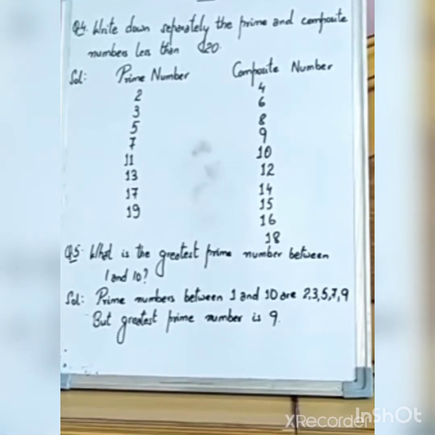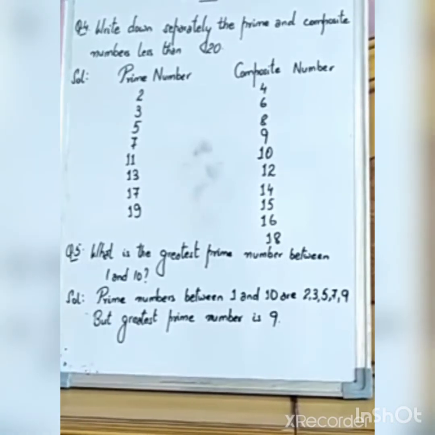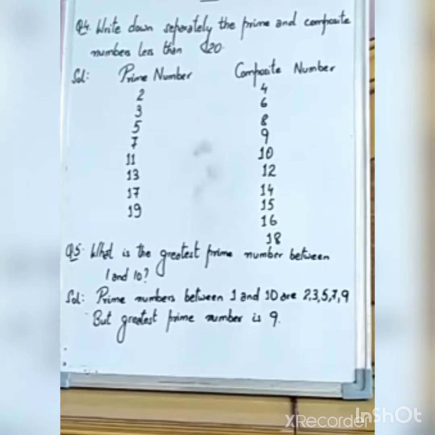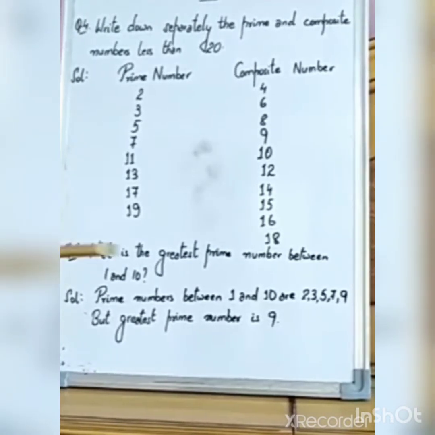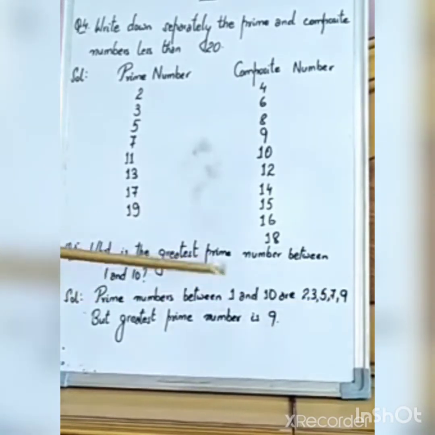We have to tell the greatest prime number between 1 and 10. First of all, we will write all the prime numbers between 1 and 10. The prime numbers are 2, 3, 5, 7, 9. But among these, the greatest prime number is 9.